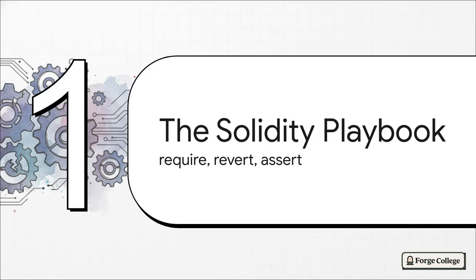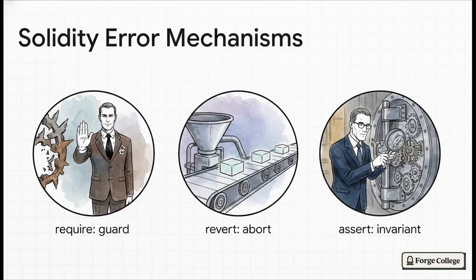Section 2. The Solidity playbook. Require, revert, assert. Before we fix the Rust implementation, let's briefly establish the old mental model. Think of Solidity's error handling as a polite bouncer. In the Solidity world, require acts as that bouncer, checking user inputs and simply turning them away with a quick note if they fail. No fuss, no property damage.